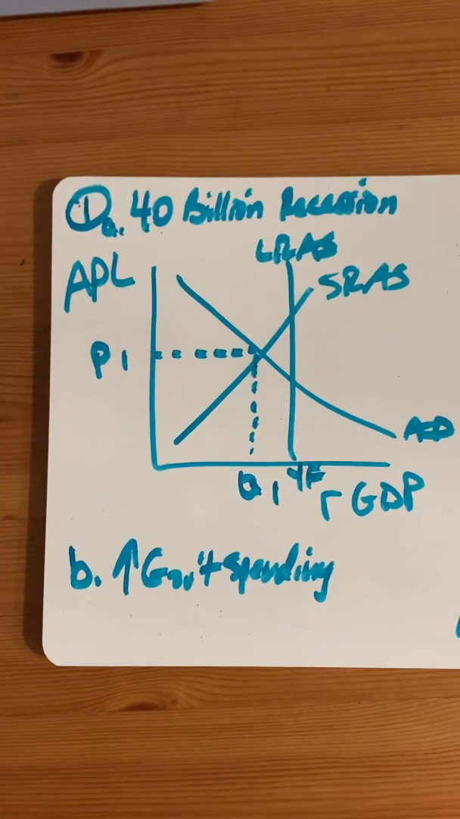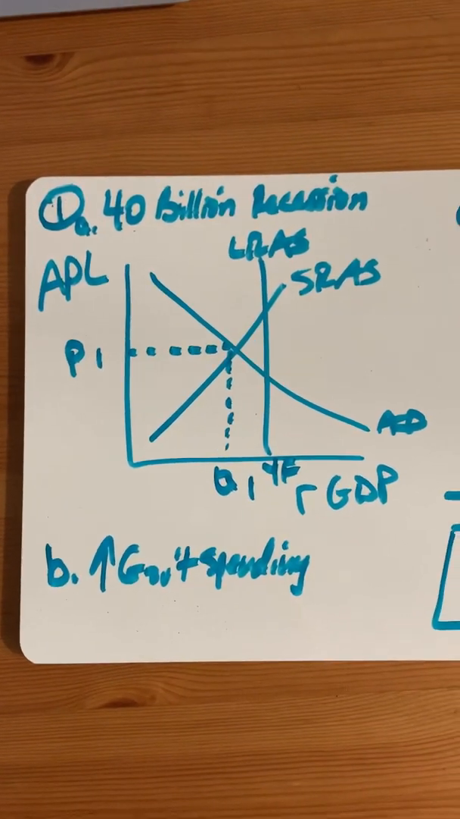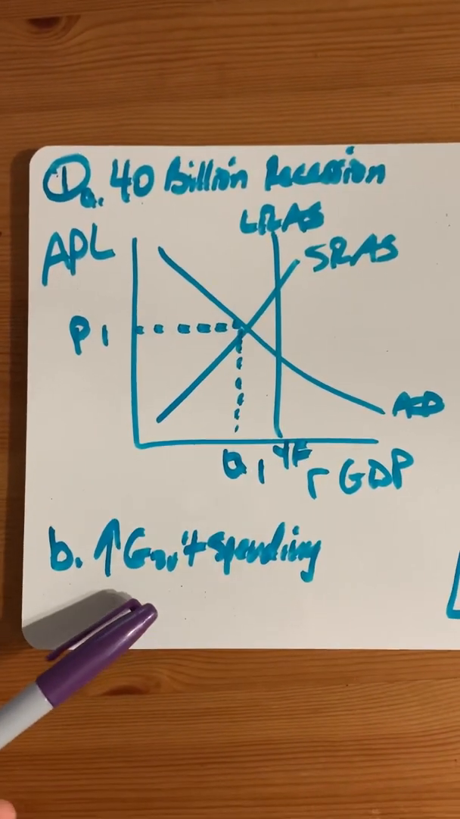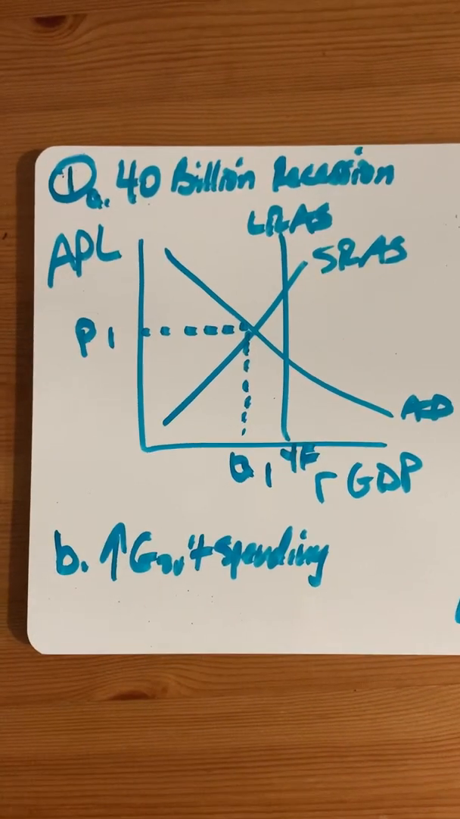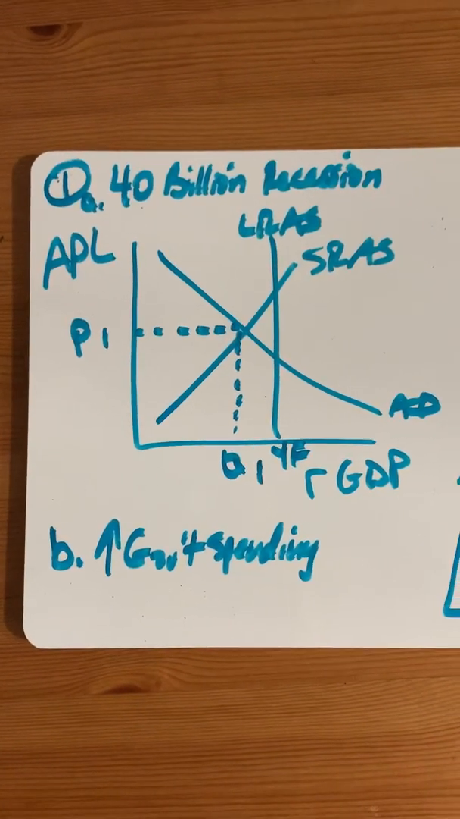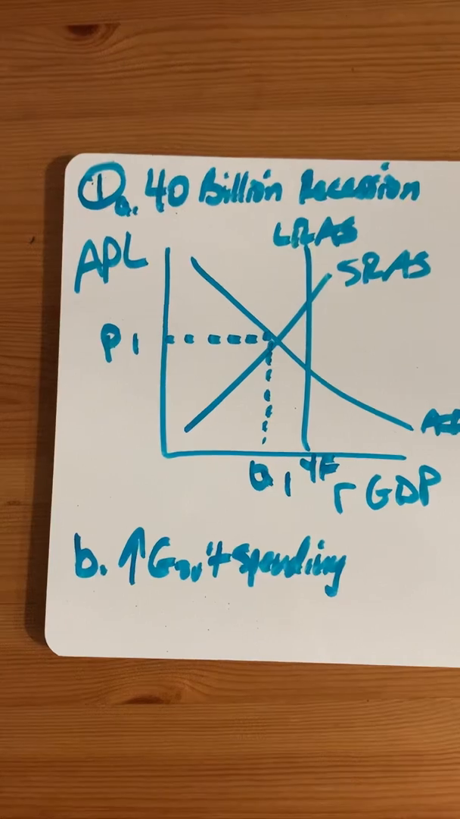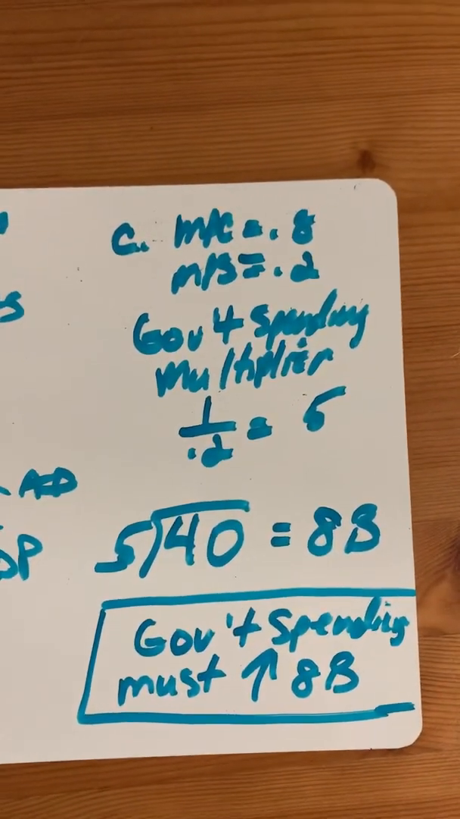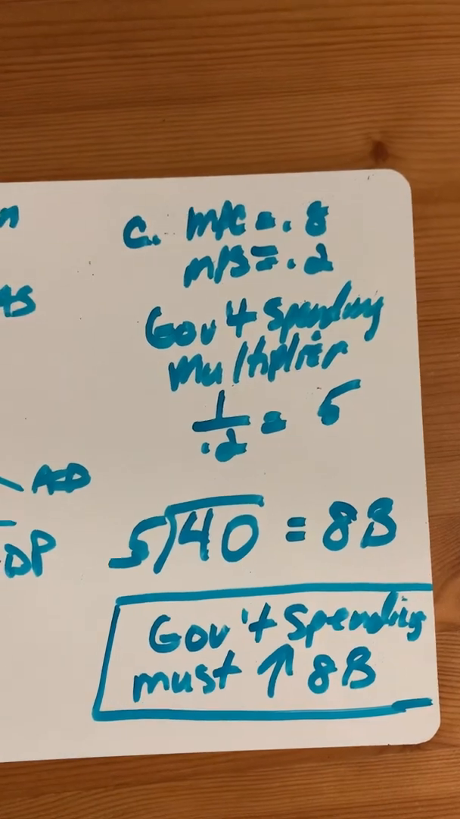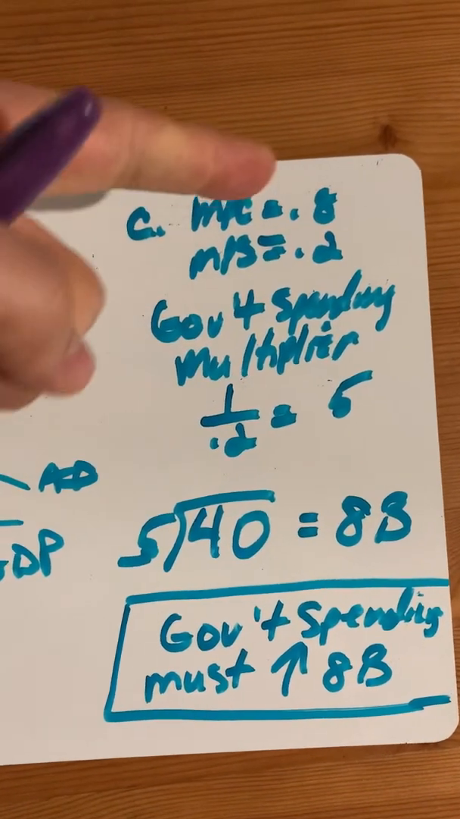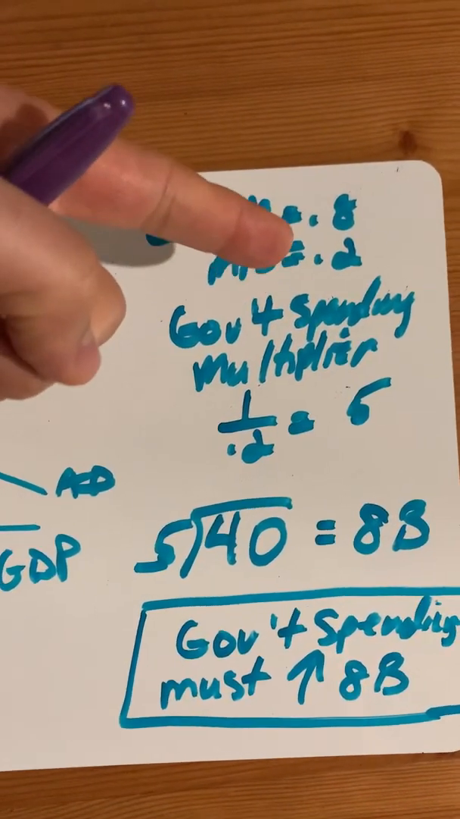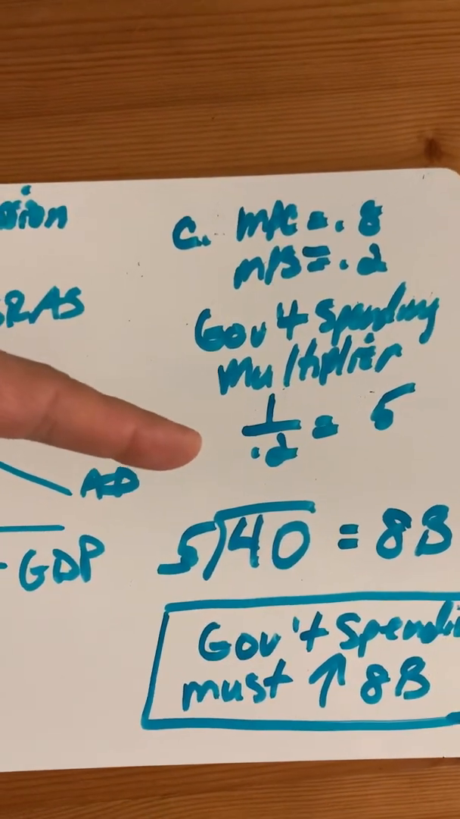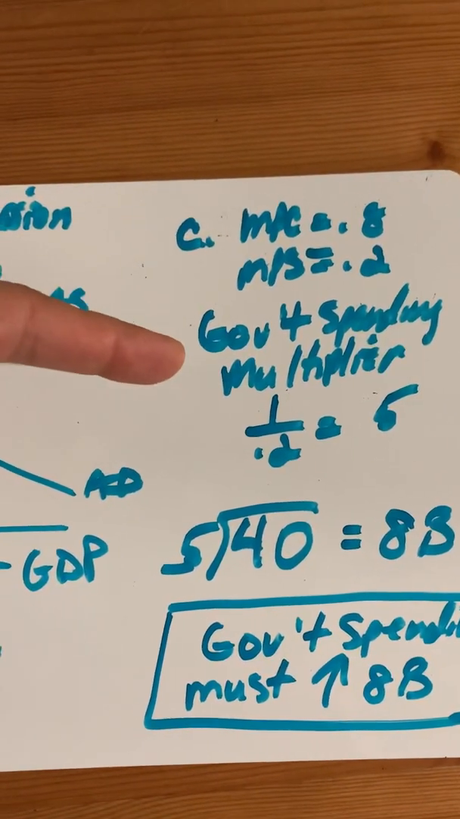It says, name one fiscal policy to combat a recession. I chose increase government spending. You could have chosen decrease in taxes. Then it says if the MPC is 0.8, then you've got to figure out your government spending multiplier, which is 1 over the MPS. So if the MPC is 0.8, the MPS is 0.2. So 1 over the MPS, which is 5, will give you the government spending multiplier.